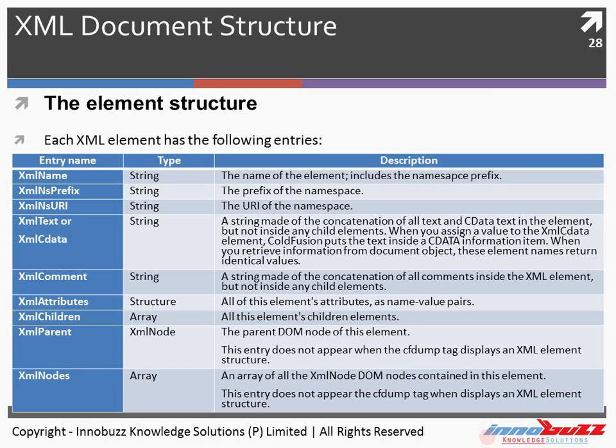This entry does not appear when the CFDUMP tag displays an XML element structure. So XML nodes is of type array, an array of all the XML DOM nodes contained in this element.